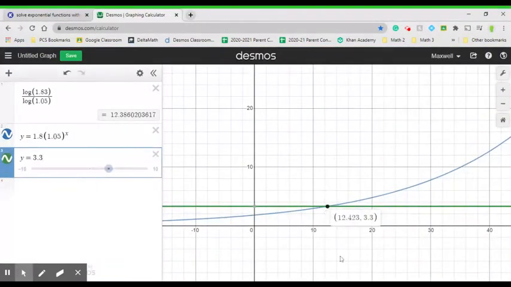And we are able to find that intersection point of 12.423. And that would give us our answer there. It's a little off. We did a little rounding, but they would both round to the same thing, 12.4. It's just a little bit different.